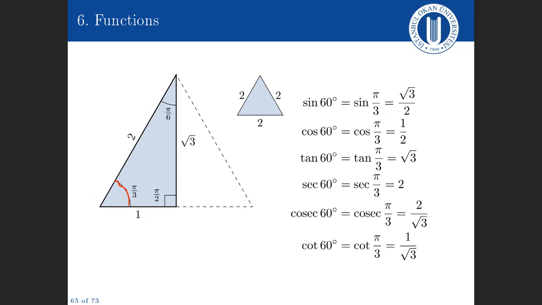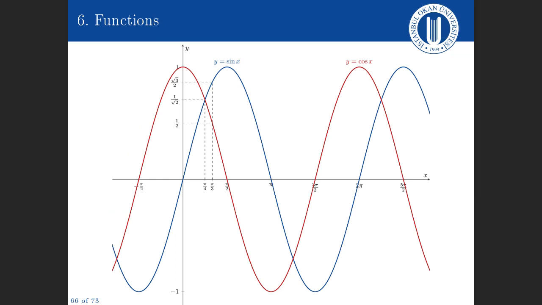Then we can calculate sine of pi over 3. That's the same as sine of 60 degrees: height divided by the hypotenuse, root 3 divided by 2. Cos pi over 3, or cos 60 degrees, is base divided by hypotenuse, so 1 divided by 2. And after we've got those, the other four we can get using sine and cos. The graphs of sine and cos look like this.